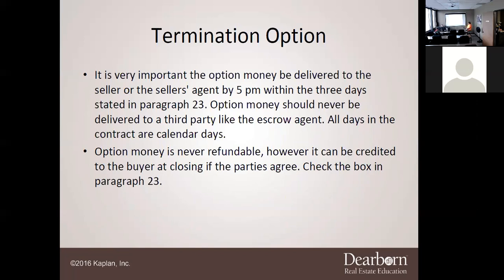Now, where is it? Yeah, second sentence there: option money should never be delivered to a third party like an escrow agent. I was watching the old lecture Justin gave on this section, and he literally went, never, never, never, and he said it for 5 minutes. That says it should never be given to an escrow agent. Now that the contracts have changed, that's the only person option money goes to anymore, an escrow agent. So again, the slide is completely wrong.